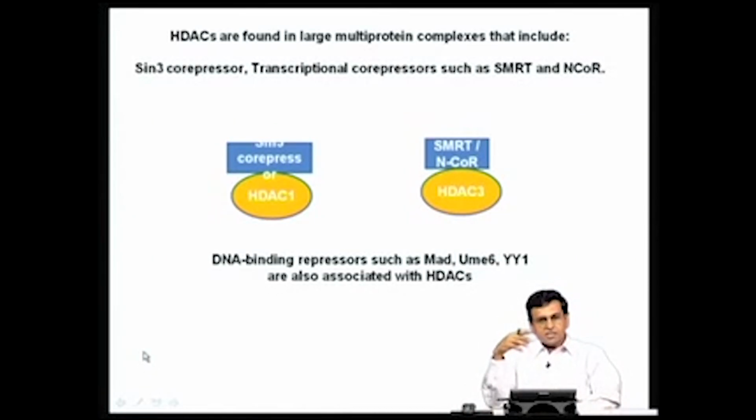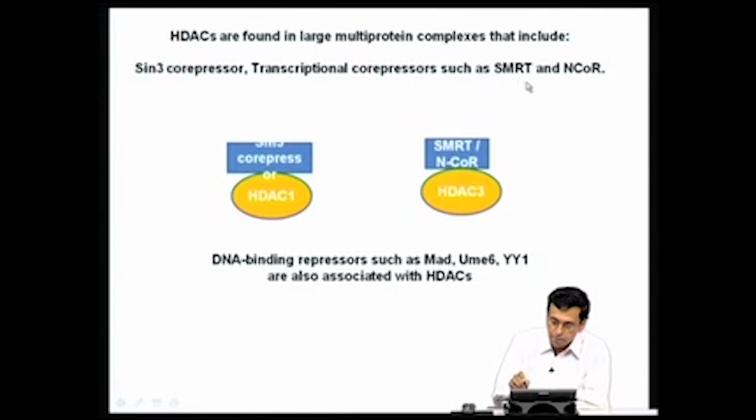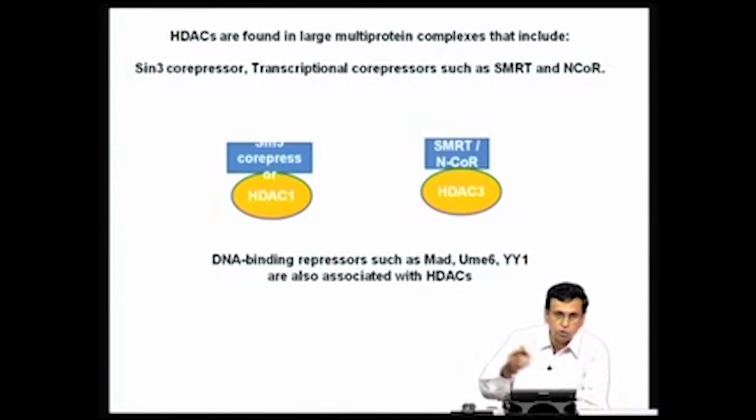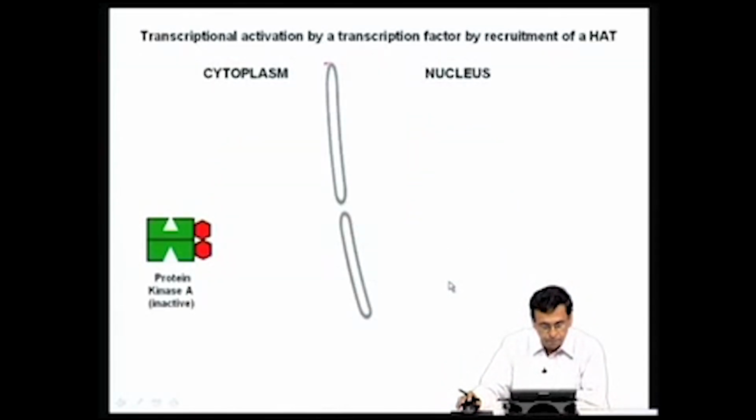Now, as is true for many of these HATs, the HDACs are also found in a number of multi-protein complexes. For example, I have given two examples here. There is something called the SIN3 co-repressor, and there are transcription repressors such as SMRT and N-CoR. We have discussed all these things in previous classes, and HDAC1 is a very important component of some of these co-repressor complexes. There are also many examples where co-repressors and repressors, which are involved in negative regulation of transcription, have been associated with histone deacetylases.